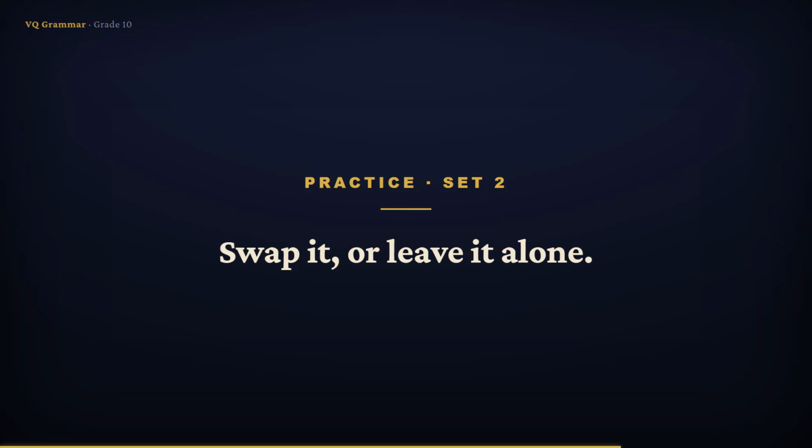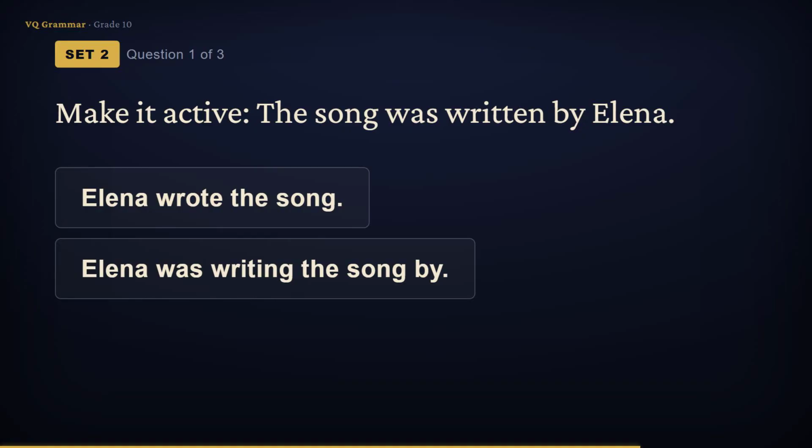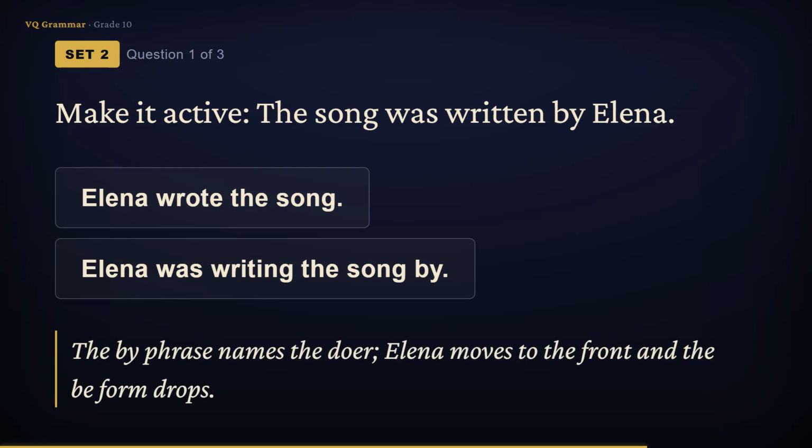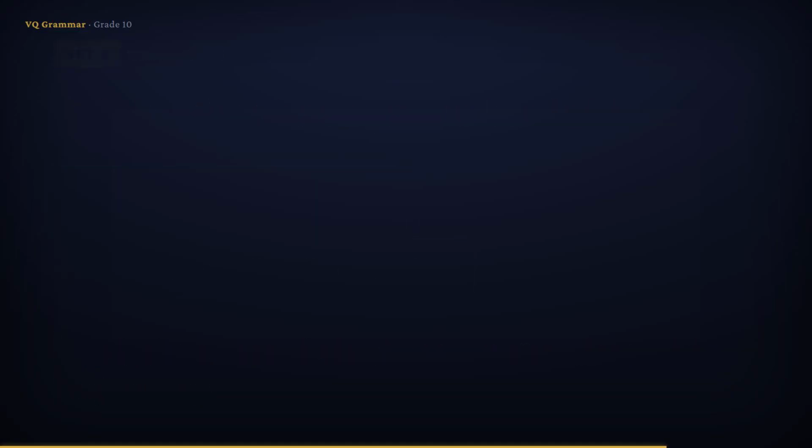In this second set, we'll put the swap to work. You'll convert a sentence from one voice to the other, and in one case, you'll decide whether a swap is even possible. Pause and think each one through before I answer. Make this one active. The song was written by Elena. Find the by phrase, by Elena. Elena is the doer, so she moves to the front and becomes the subject. Drop the word was and let the song fall back into the object slot. The answer is, Elena wrote the song.